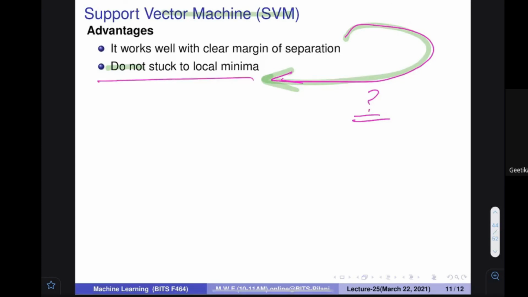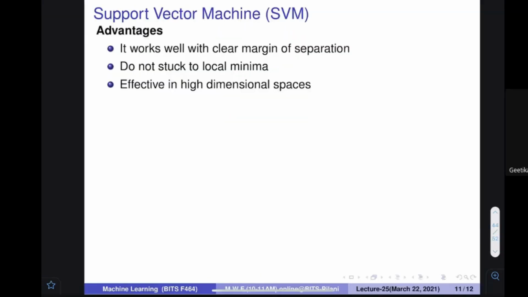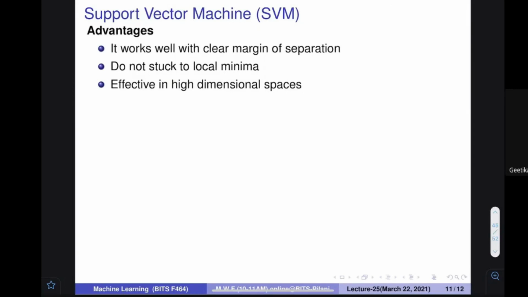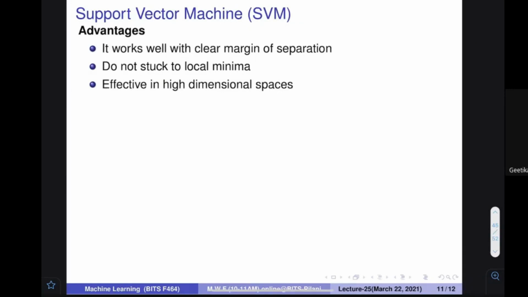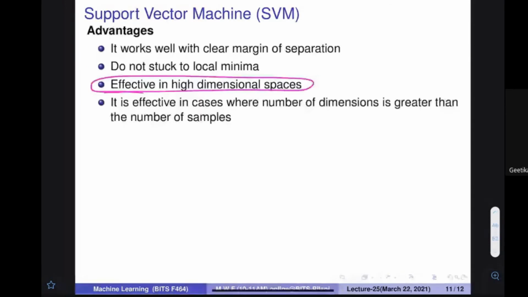One good thing is that it does not stick to local minima and therefore gives an effective solution for high dimensional space. When your data is of very high dimensional space, you can utilize this, because if things are not linearly separable, it sends them to the high dimensional space. You have seen that it was a problem to have the data in higher dimensional space, but this particular method works well when the data is of very high dimensional space.